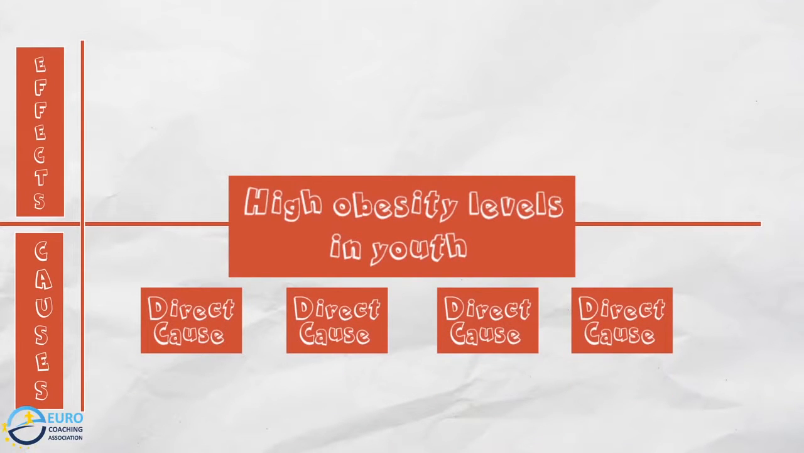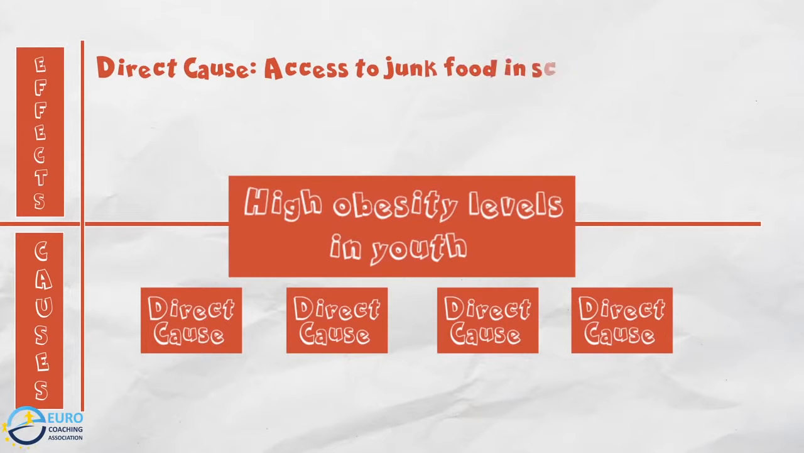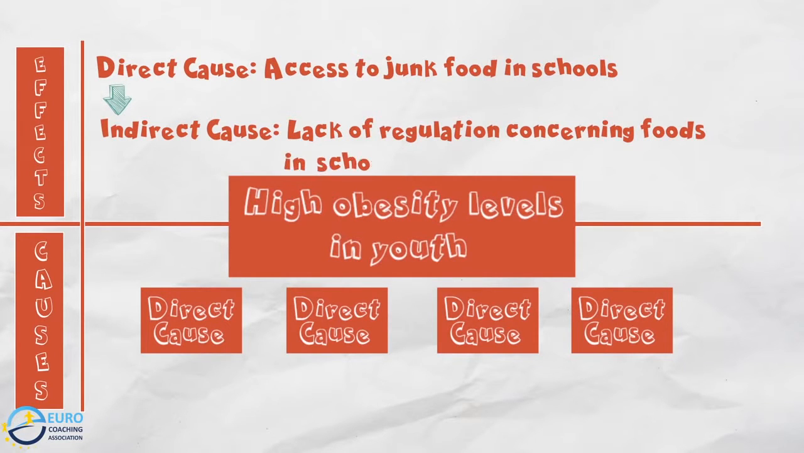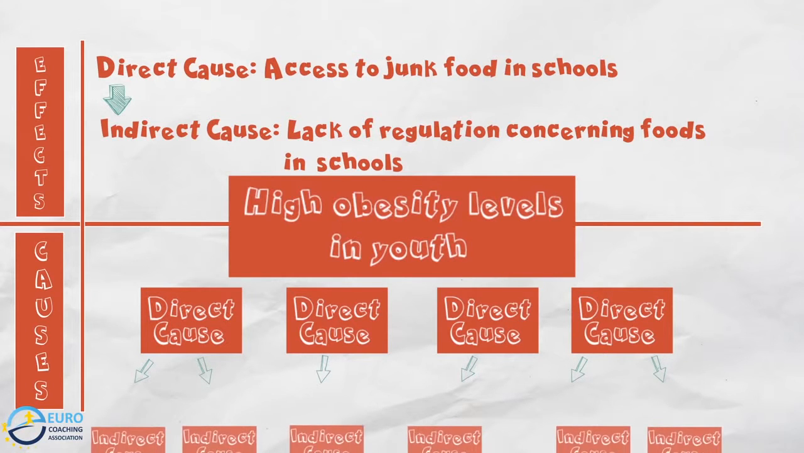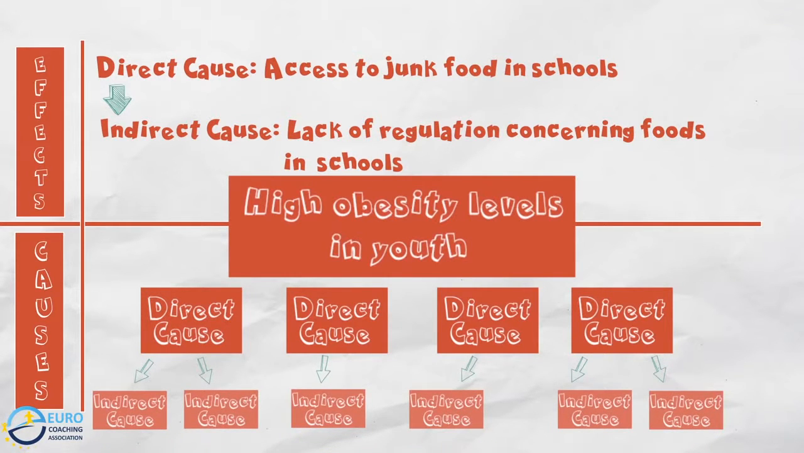Now, you should find the indirect causes that determine your direct causes. We have the direct cause, access to junk food in schools. One possible indirect cause is the lack of regulation concerning foods in schools. For all these direct causes you should find the indirect causes.